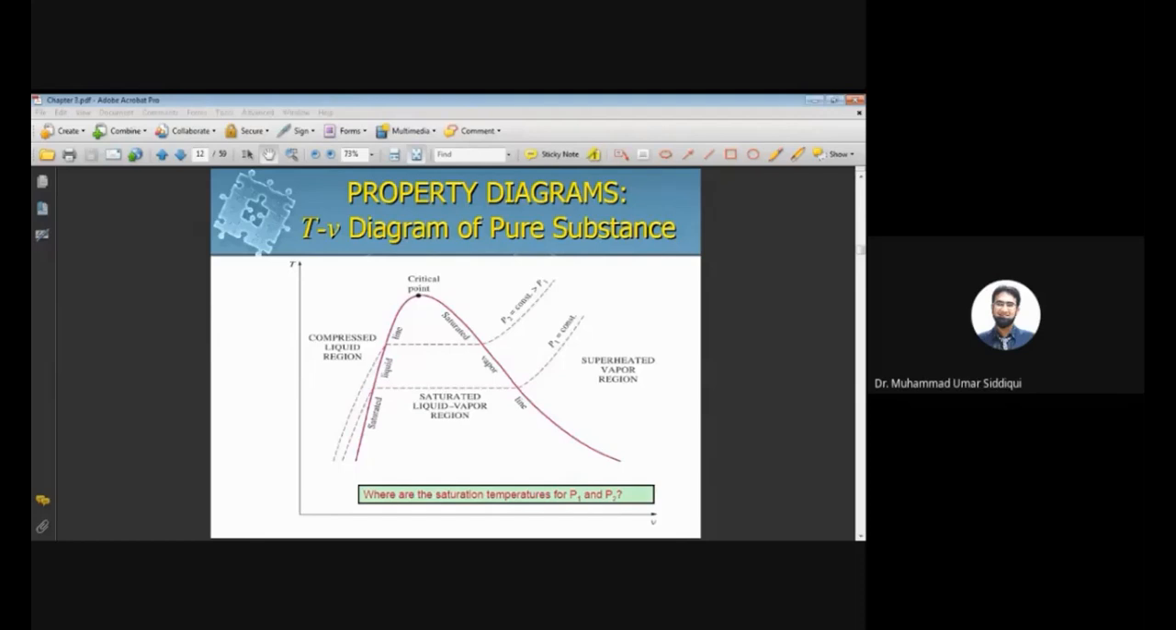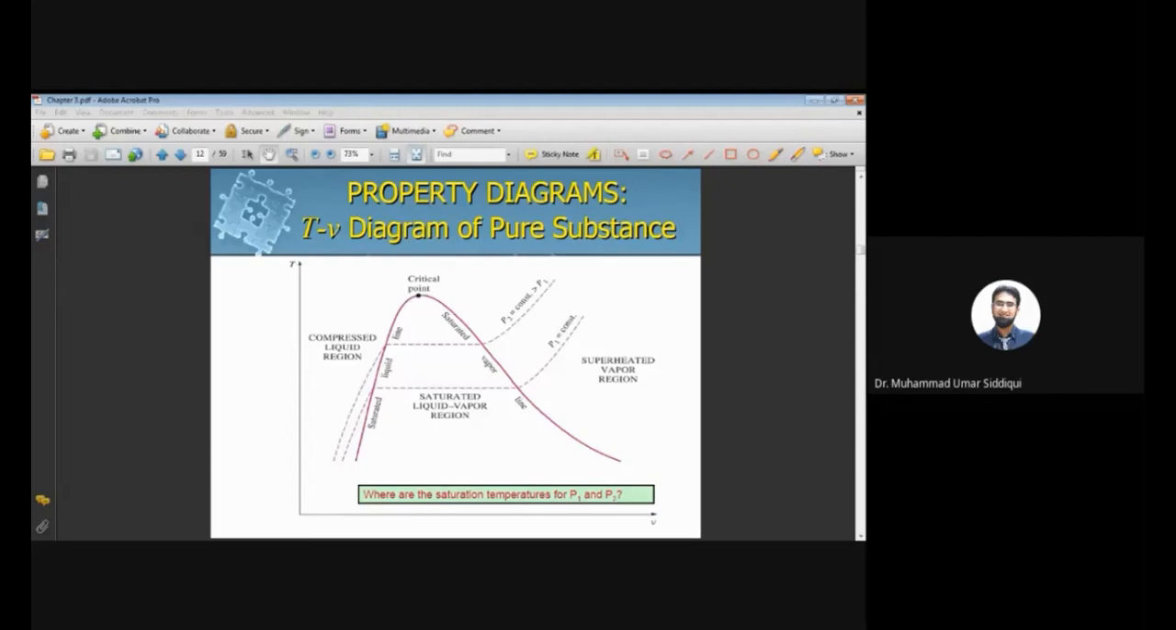If we draw all the saturated liquid points for all different pressures and all the saturated vapor points for all different pressures, we're going to make two lines. One line is the saturated liquid line, the other is the saturated vapor line, and these two lines are going to meet at one point, which is the critical point.